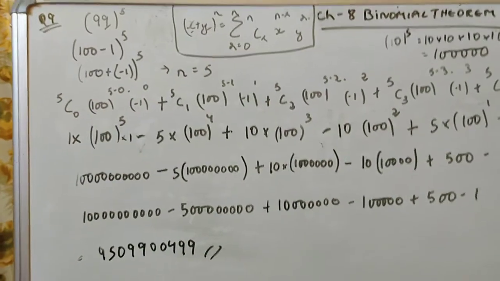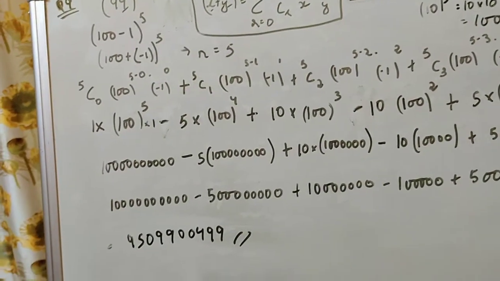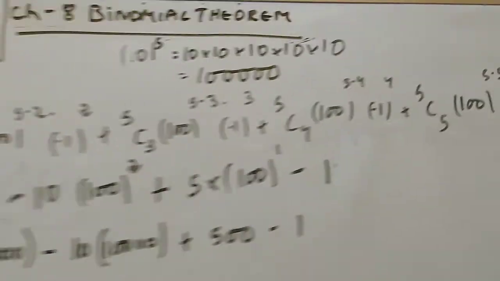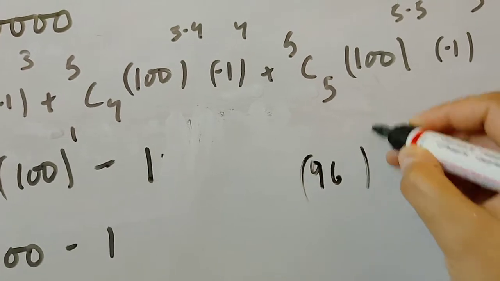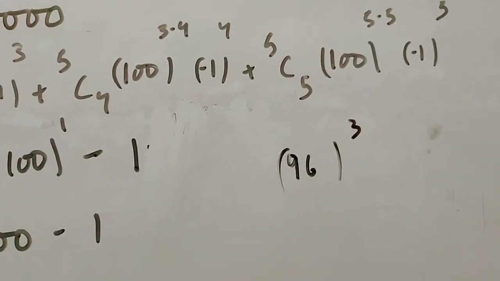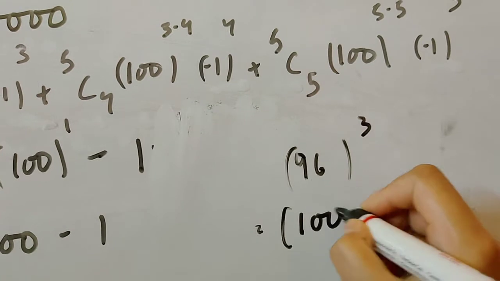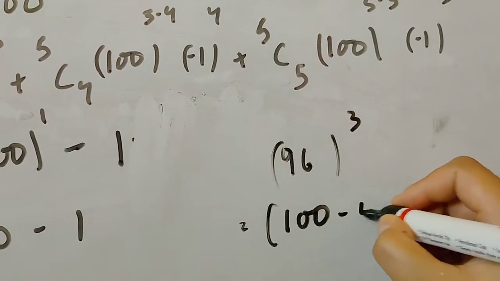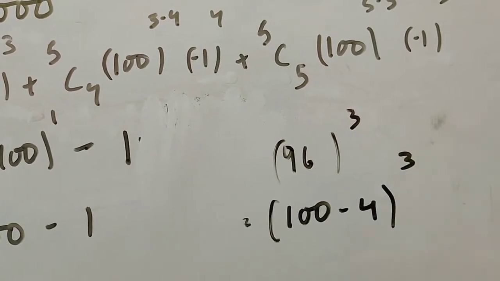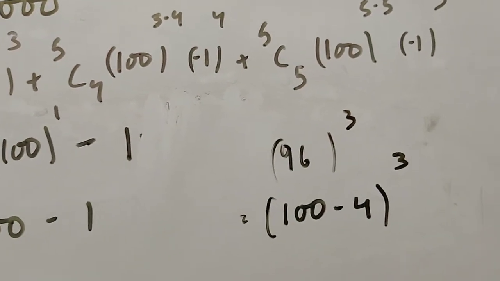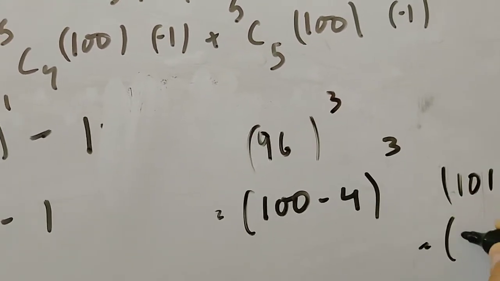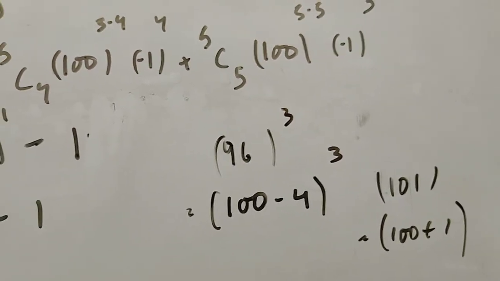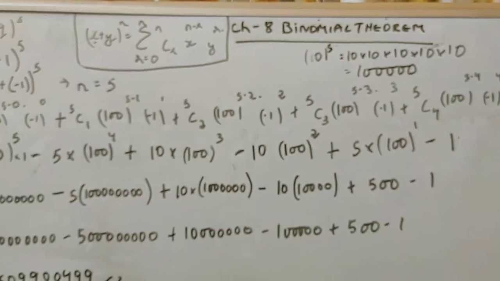So the rest of the questions you will try to solve by yourself. That is, one question is there, 96 to the power 3. Using binomial theorem to evaluate, what you will do is always take 100, so that my calculation will become easier. 100 minus 4, I will get 96. Or if 101, then what you can do is 100 plus 1. Okay, like this way you will solve the other questions. Okay, so I hope this question is clear to you.